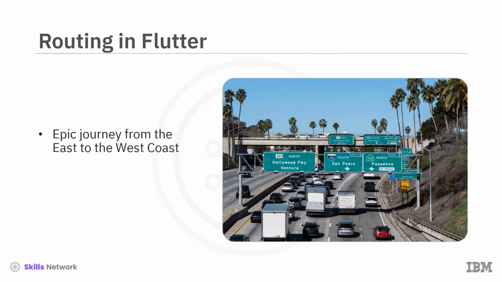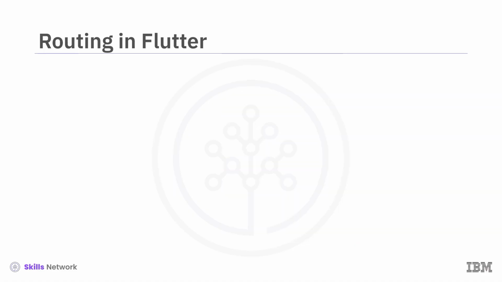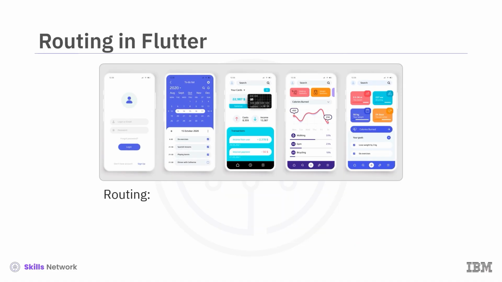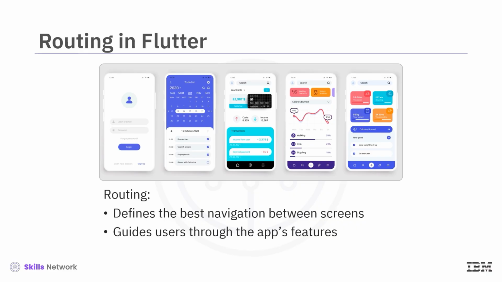Imagine embarking on an epic journey from the east to west coast. Your lifeline is a trustworthy map that will help you choose routes with plenty of rest stops and scenic viewpoints. Routing in Flutter is similar, but on a much smaller scale. It defines the best way to navigate between screens in your app. The key to implementing routing is to choose routes that will intuitively and logically guide users through the app's features.